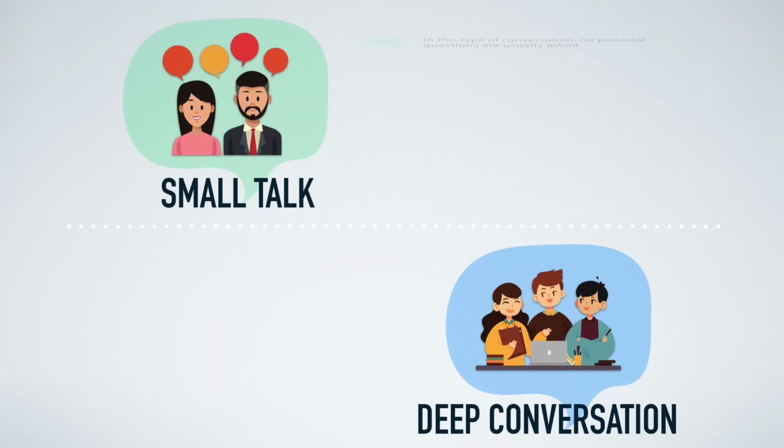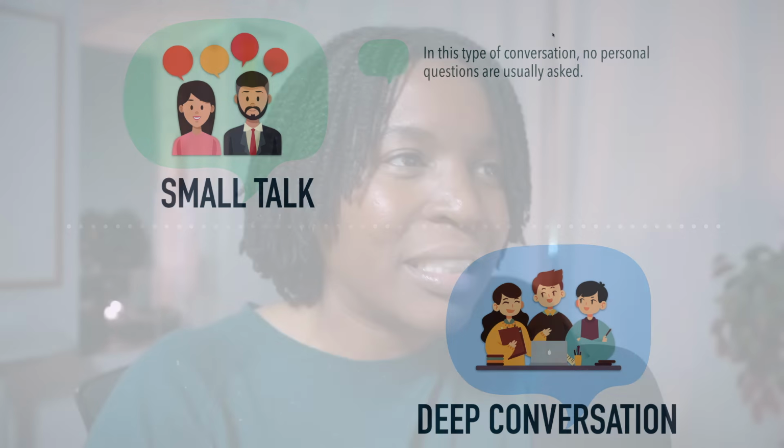So I want to give you some examples. In small talk, in this type of conversation, no personal questions are usually asked. And I want you all to pay attention as I give you the tips, because again, speaking English fluently is not just about memorizing words and expressions. It's about understanding things like this. If you can be a master of conversation, English conversation, you will seem fluent already.